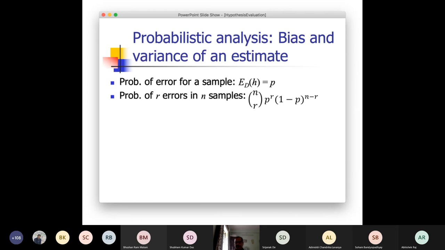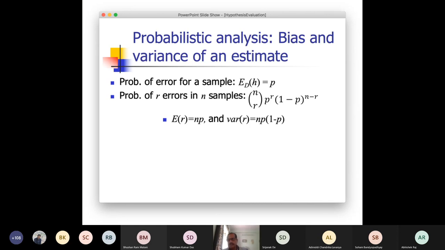So if you have n draws, and out of which r draws the event will occur, the event will occur r times. You would probably say every event is occurring with probability p. So this is the probability that exactly r times the event will occur out of n trials, and that is what you have for n samples. So what is the expectation of that number of errors in n samples?